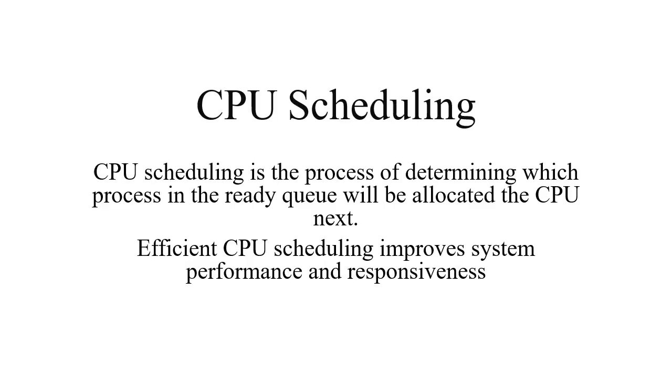Let's get into the topic. CPU scheduling is one of the most important topics in operating systems. CPU scheduling is the process of selecting which process will use the CPU next. Since multiple programs run at the same time, the operating system must manage them efficiently. Good CPU scheduling improves system performance and speed.